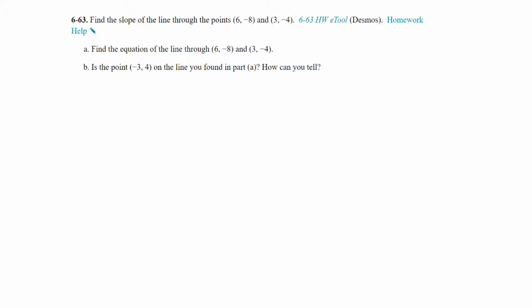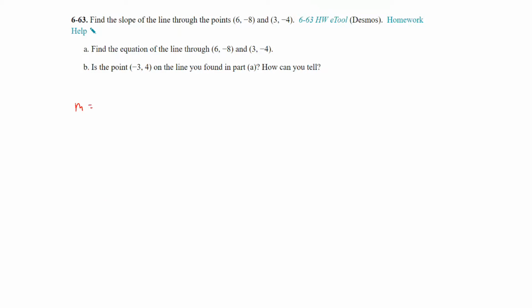Question 63. Find the slope of the line through the points. So given the points, this one previously, we graphed the 2 points and found the slope. This one, we're just going to find the slope given the information without graphing. So A does say find the equation of the line, but first thing we need to do is find the slope. So let's do that first.